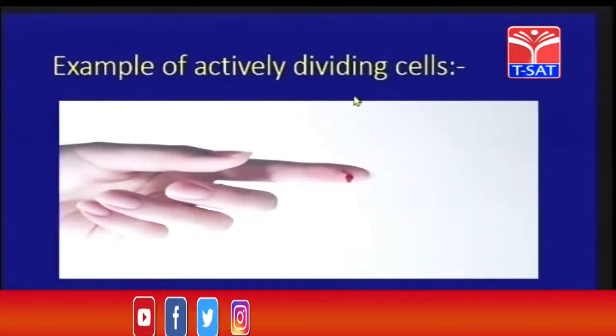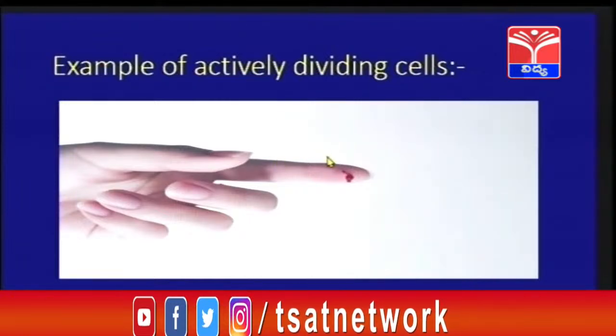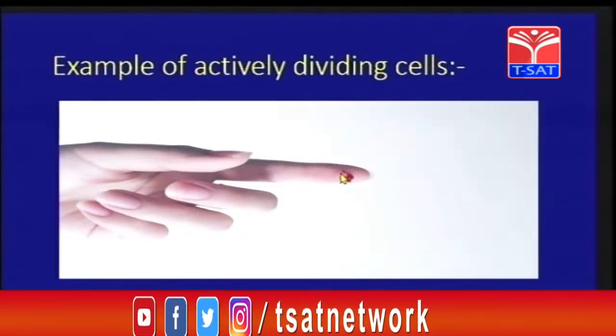The best example of actively dividing cells, as you can see in the image, is the finger having a small cut.